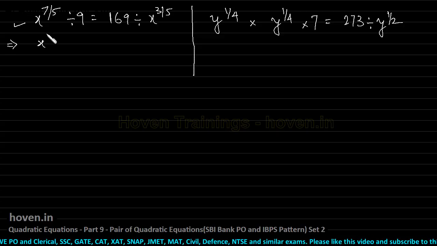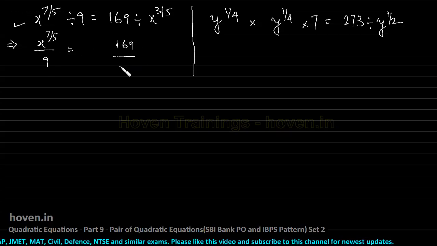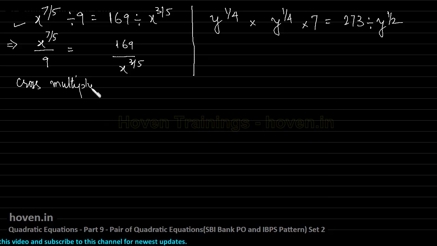which implies x raised to the power 7 by 5 by 9 is equal to 169 by x raised to the power 3 by 5. I have used this divided sign for this. Now I will cross multiply. So what will I get?